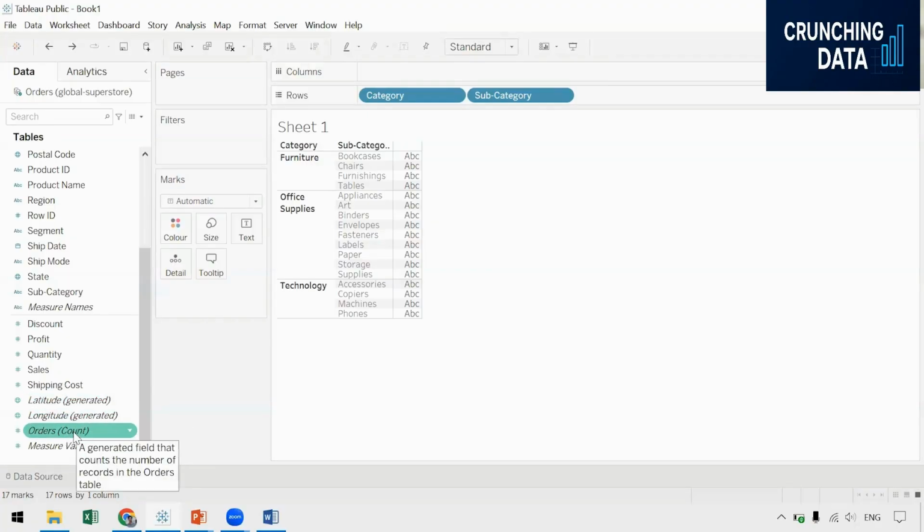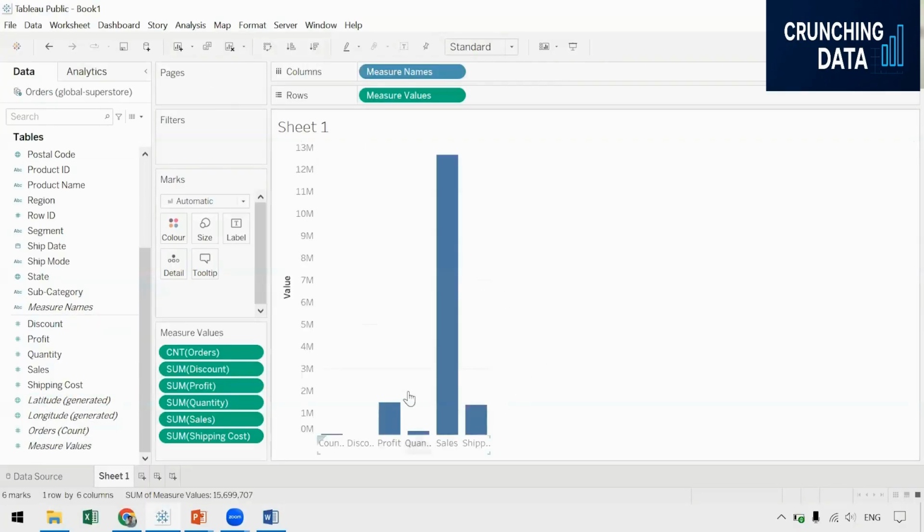Then we have the order counts. So whatever orders are being placed, the count is listed inside these order counts. So these were some of the measures that were present in our data set. And at last, you can see there is this measure values. So if I double click on these measure values, you can see the different kinds of measures that are present in the data set and what is the value for each of them.